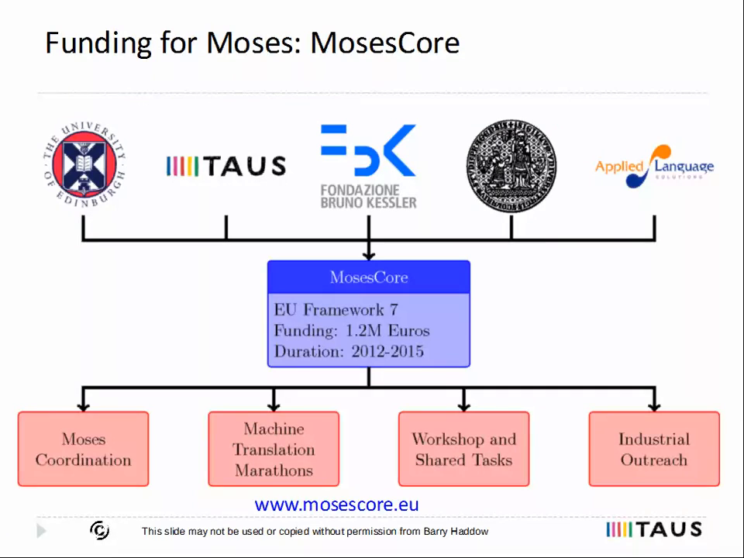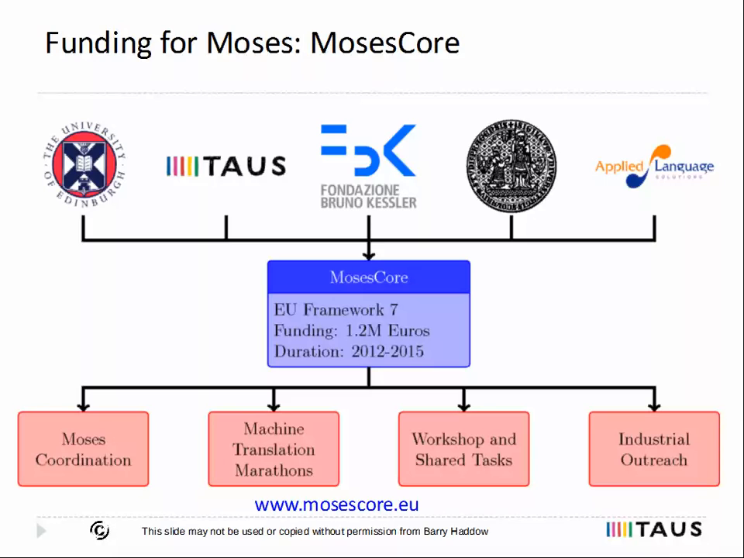The current development of Moses is supported by the EU through the MosesCore project. MosesCore received funding under the EU's Framework 7 programme to continue to support the development of open-source machine translation. MosesCore involves 3 academic partners and 2 commercial partners. The academic partners are the University of Edinburgh, FBK based in Trento in Italy, and Charles University Prague. They've all been heavily involved in the development of Moses and other open-source language technology tools.